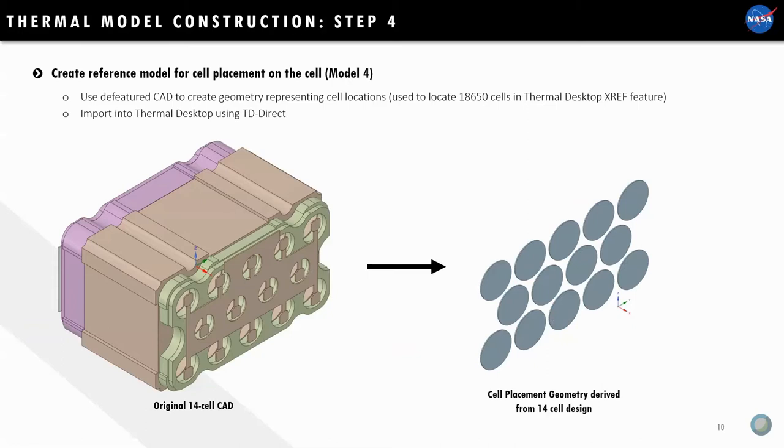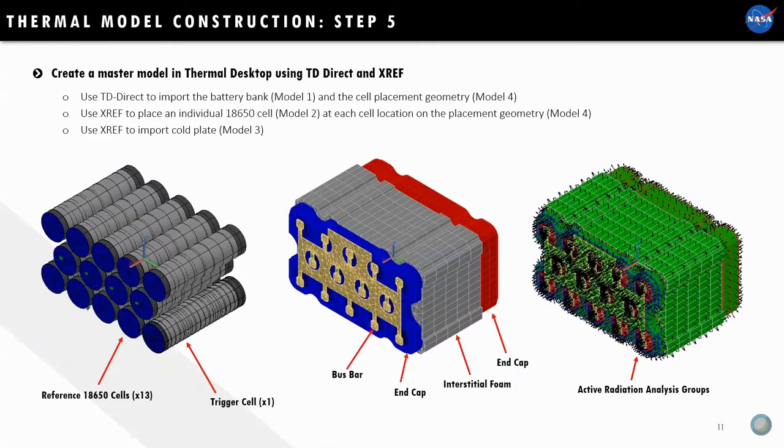And then step four, a reference model for our cell placement. Just the way that Thermal Desktop and XRef work together, we needed a way to place our cells in the correct position in the battery bank, which was coming in from SpaceClaim. So we worked within the reference bank and eliminated all the features that we didn't need, except for those locating circles that we would use to place our cells in the final master file. There really isn't anything too complex about this besides it just being there for location.